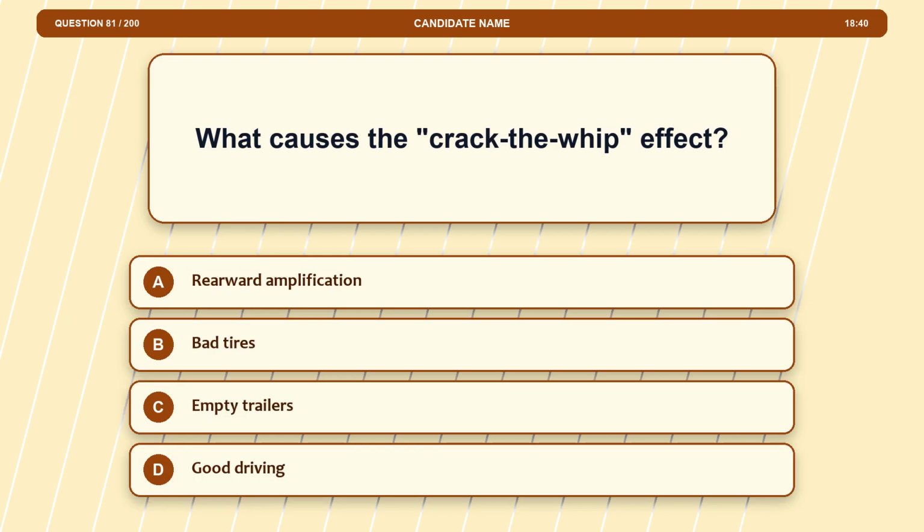Question 81. What causes the crack-the-whip effect? Option A, rearward amplification. Option B, bad tires. Option C, empty trailers. Option D, good driving.